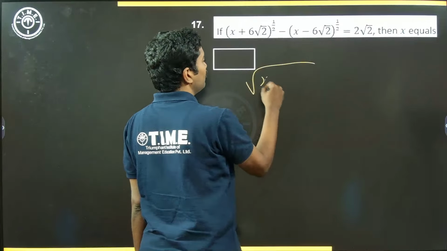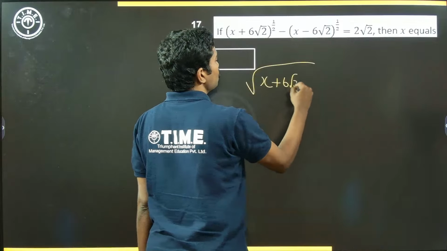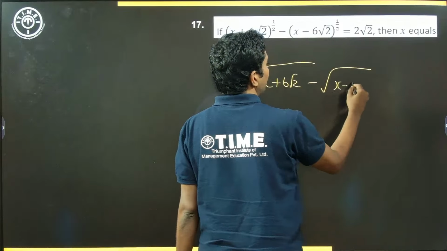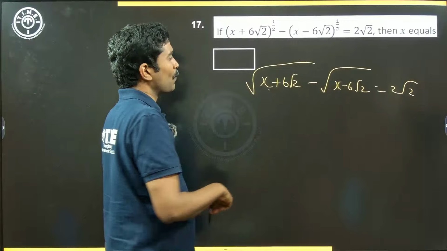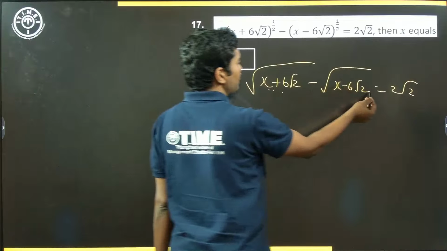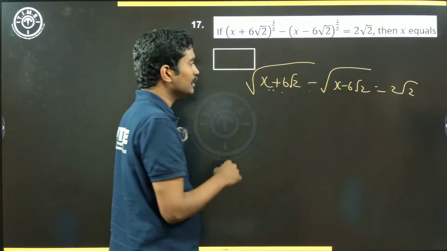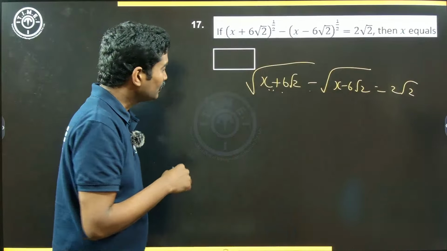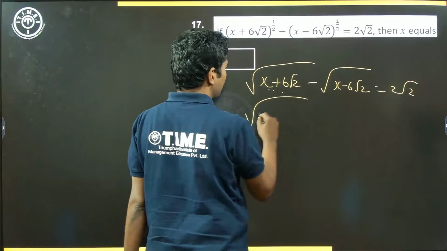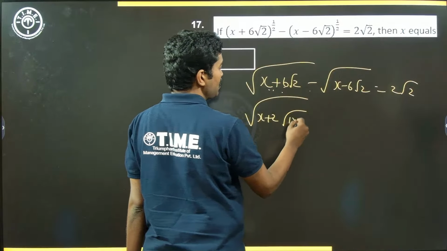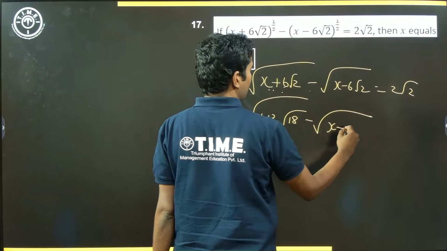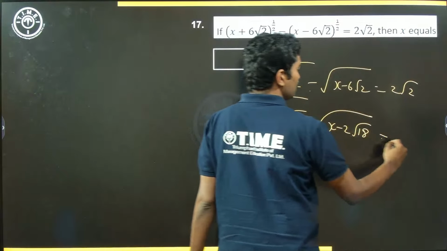What we are dealing with is 6 root 2 minus root x minus 6 root 2 is equal to 2 root 2. All right. Okay, we can actually square this, right? x plus 6 root 2 plus x minus 6 root 2, 2x, and then that's one approach, right? Or you can also look at it as x plus 2 root 3. 3 goes inside, 3 is 9, so 18 minus root x minus 2 root 18 is equal to 2 root 2, right?